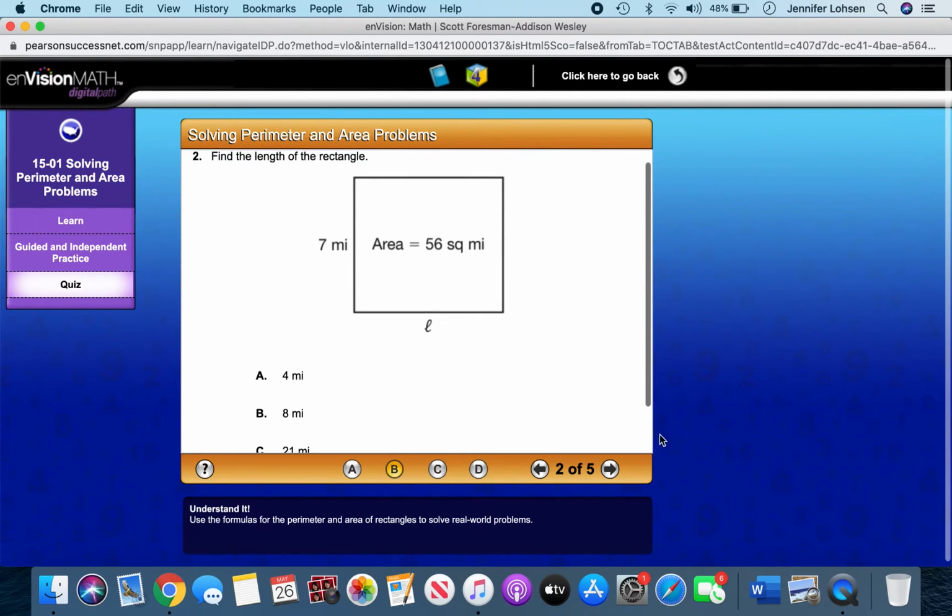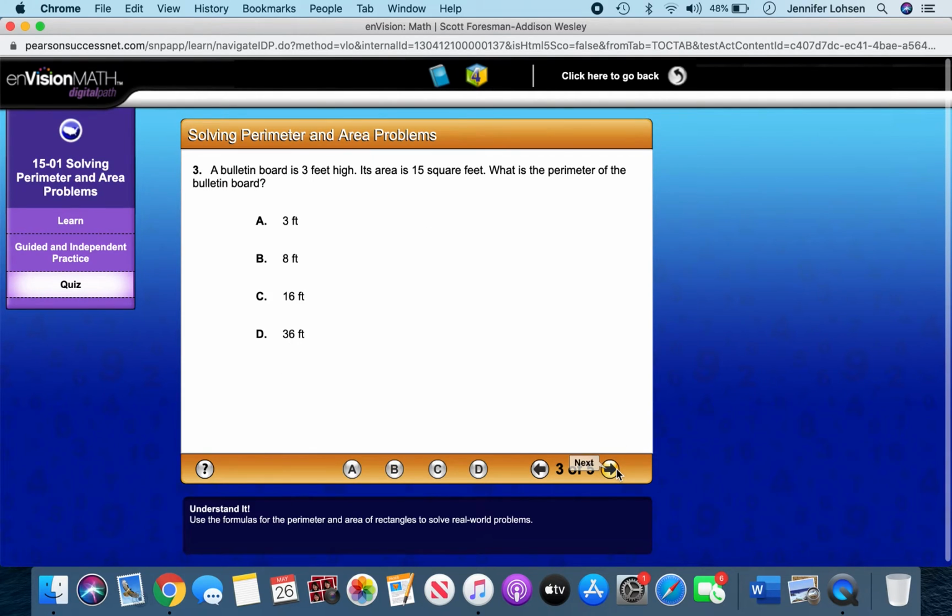The area ones are going to be a little bit less work for you. The next one says a bulletin board is 3 feet high. Its area is 15 square feet. I'm drawing right now on a piece of paper, and I have my bulletin board that's 3 feet high. On the inside, I'm putting my area equals 15 square feet. And I have to figure out what the perimeter of that bulletin board is.